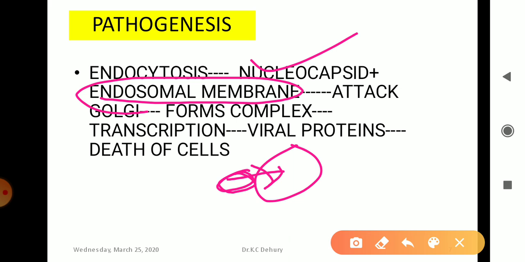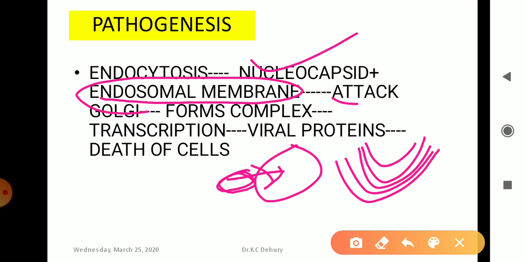The nucleocapsid of the virus and the endosomal membrane of the cell form a complex and attack the Golgi complex. Inside the cell there are these structures, the Golgi complex, which are attached to the endoplasmic reticulum, the dot-like structures. When this complex attacks the Golgi complex along the endoplasmic reticulum structures, it undergoes a transcription process.